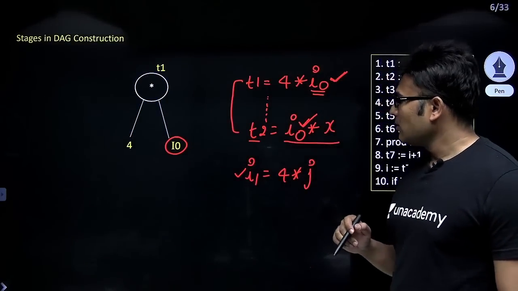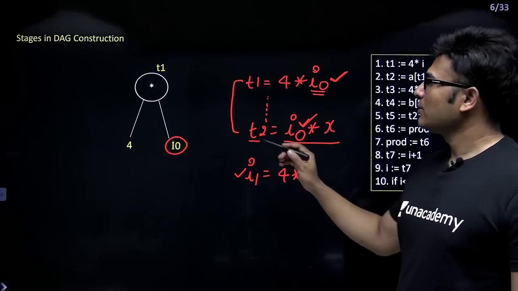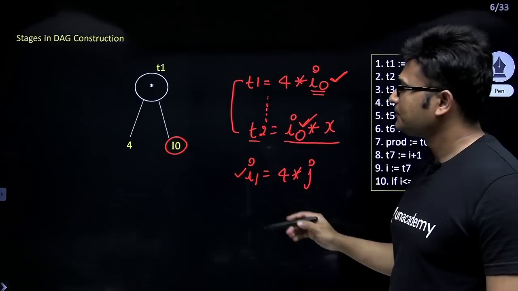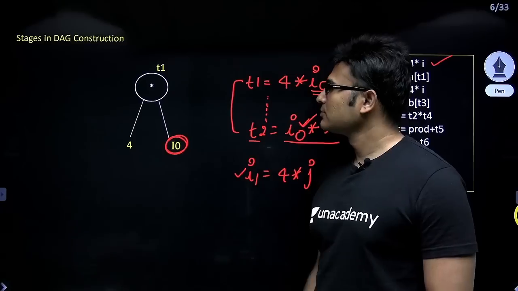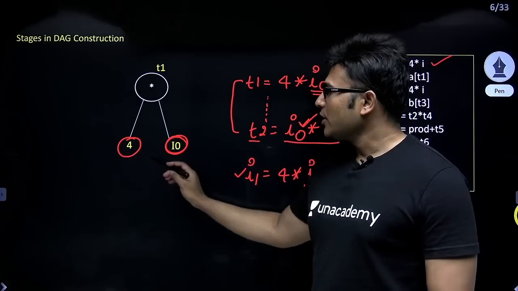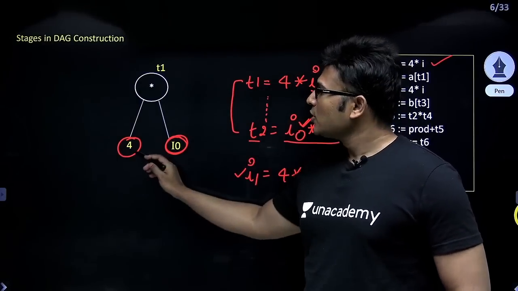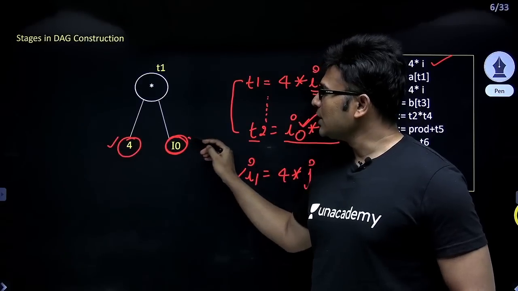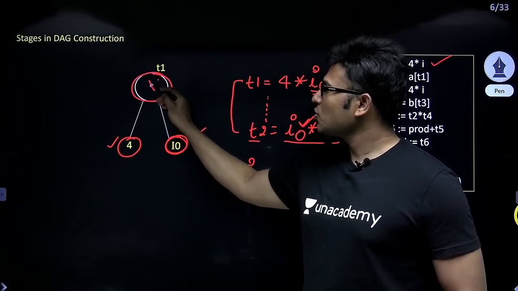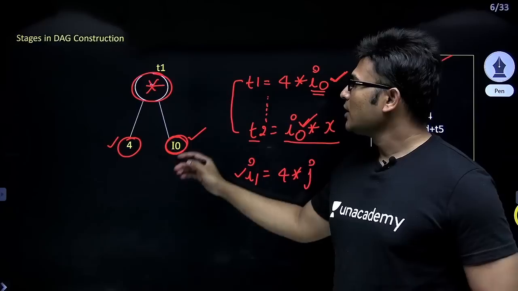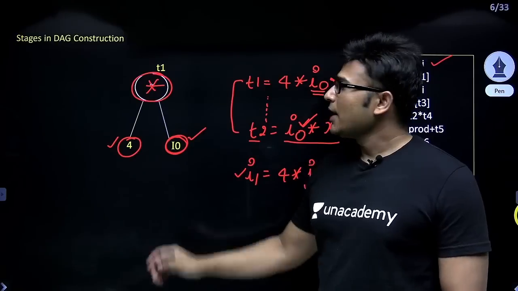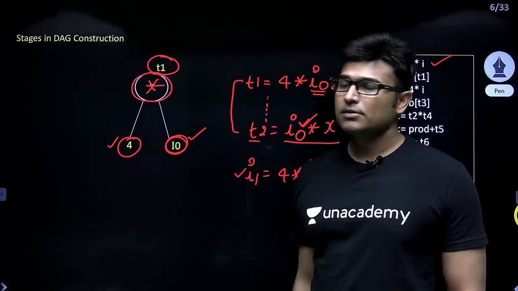Now the statement that I have taken is T1 equal to 4 into i. I am writing i as i0, and 4 is, we know that. So whenever such a statement is there, we are going to create leaf nodes, 4 and i0, and we are going to create one more node with star as the value of the node. Why? Because we have to multiply 4 and i. And where are we storing it? We are storing it in T1.